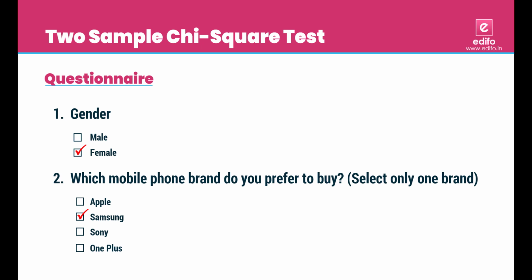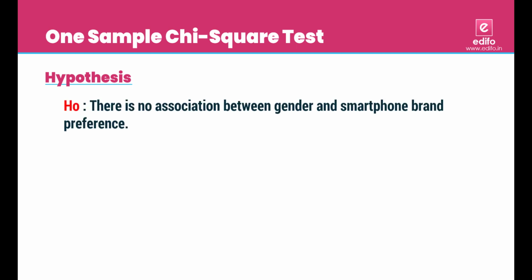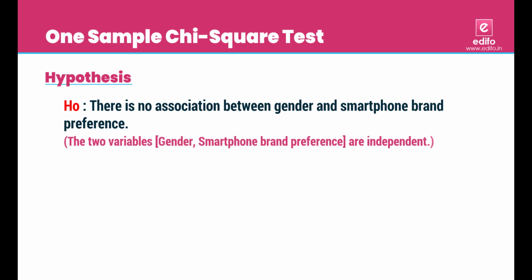Now, how can we set the hypothesis for our research question? We need to set the null hypothesis and alternative hypothesis for our research problem. This is our null hypothesis, that is H0. There is no association between gender and smartphone brand preferences. That means the two variables, that is gender and smartphone brand preference, are independent. That means there is no relationship between gender and smartphone preference, and they are independent of each other.